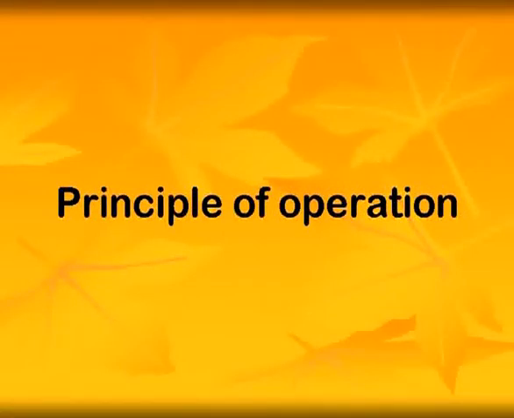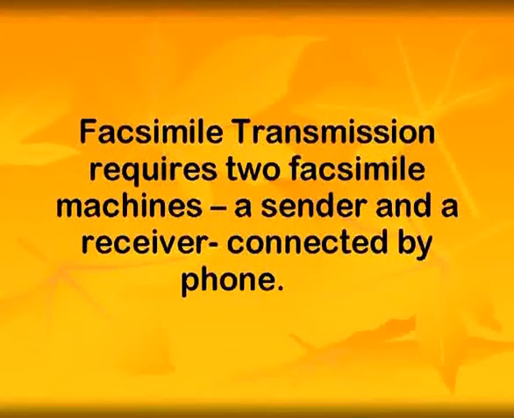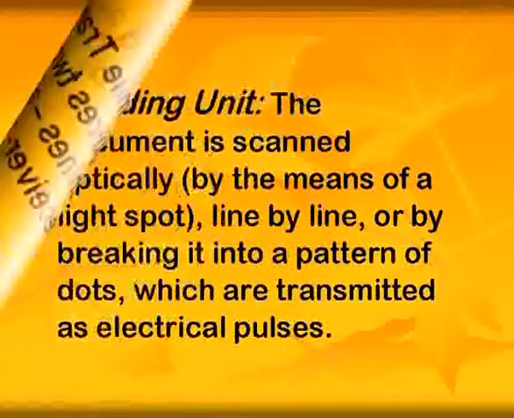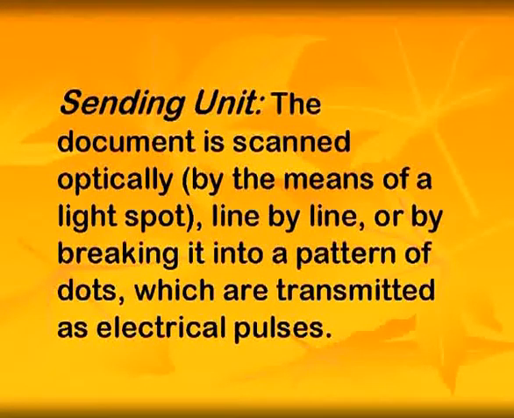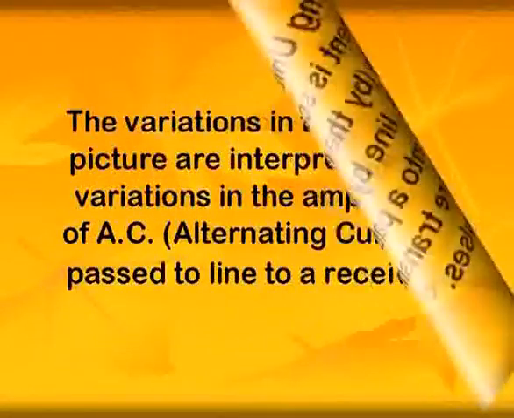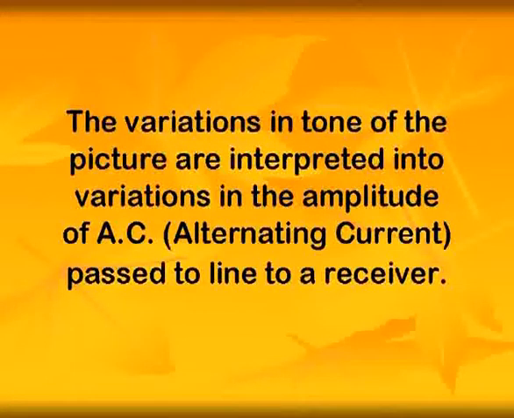Principles of operation. Facsimile transmission requires two facsimile machines, a sender and a receiver connected by phone. Sending unit. The document is scanned optically by means of a light spot, line by line, or by breaking it into a pattern of dots which are transmitted as electrical pulses. The variations in tone of the picture are interpreted into variations in the amplitude of AC, alternating current, passed to line to a receiver.